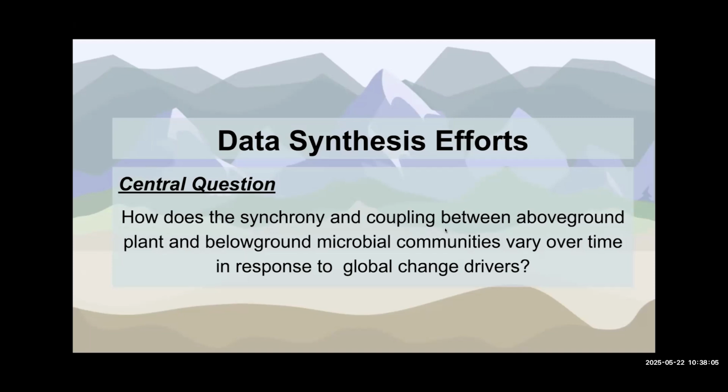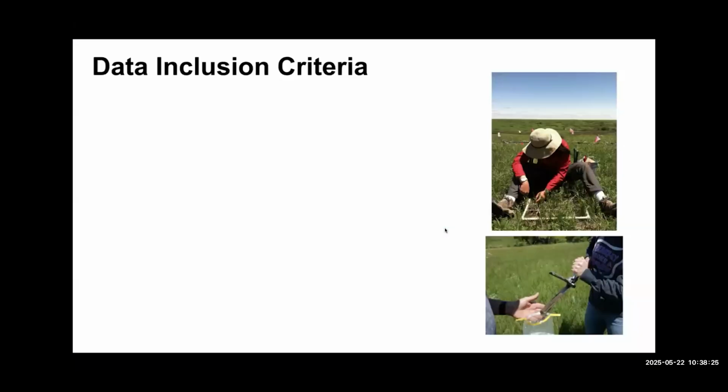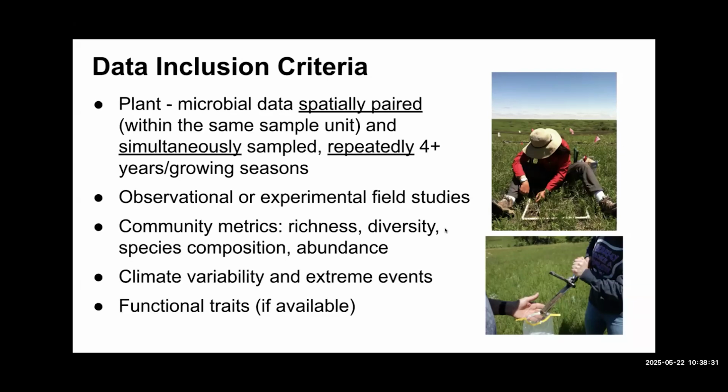Yeah, thanks, Francis. So we started out our data synthesis efforts with this overarching question of how the synchrony and coupling of these above ground plant and below ground microbial communities vary over time in response to a variety of global change drivers. As Francis already hinted at, there are particular types of data that we need to be able to answer this question. We chose to focus on plant and microbial community data, microbes being primarily fungi and bacteria. First off, they need to be spatially paired.